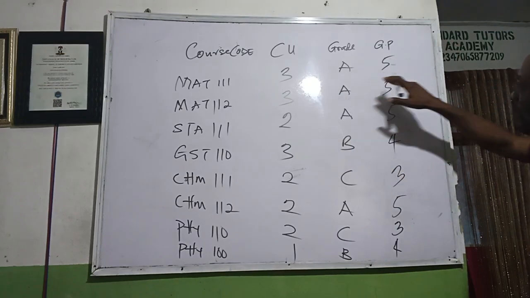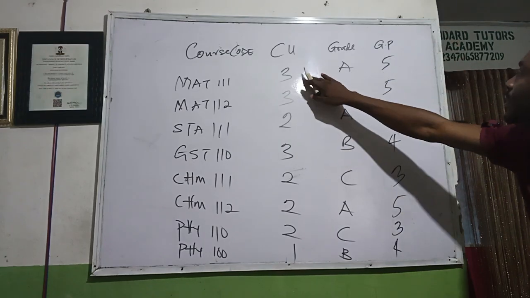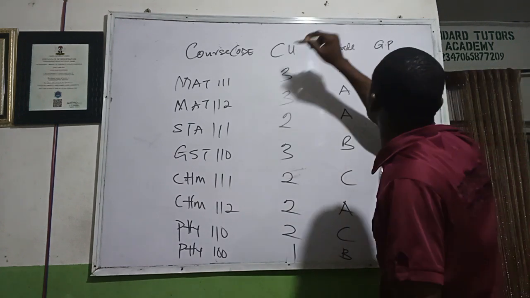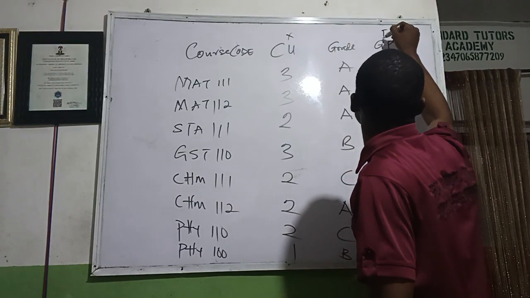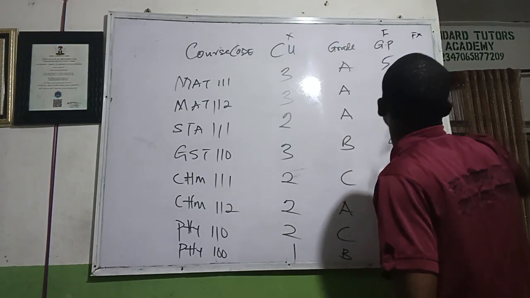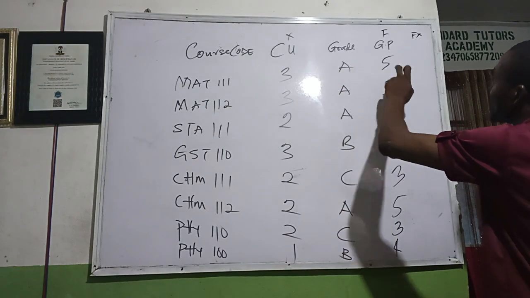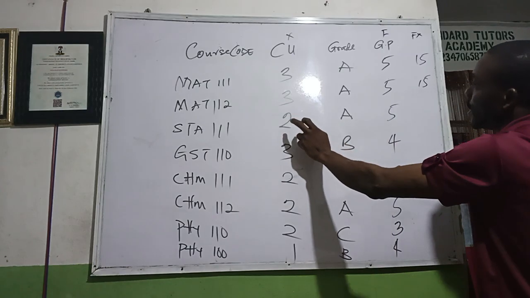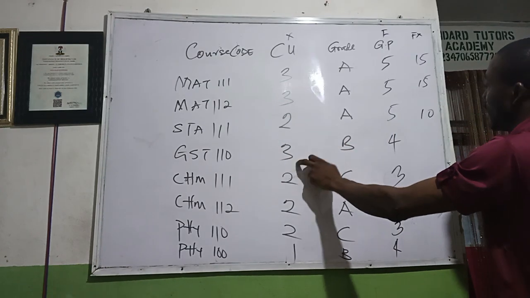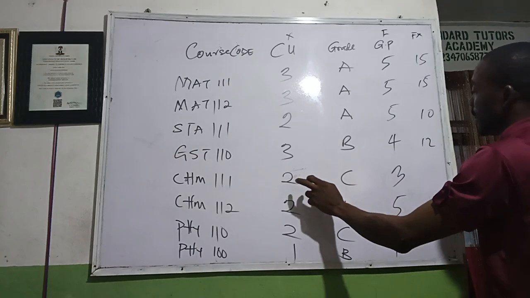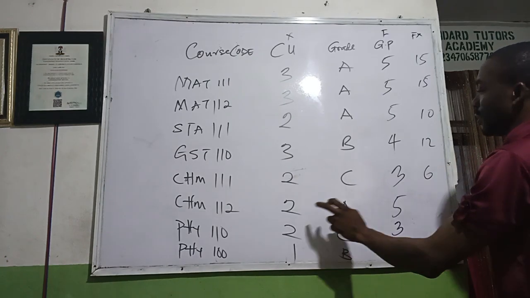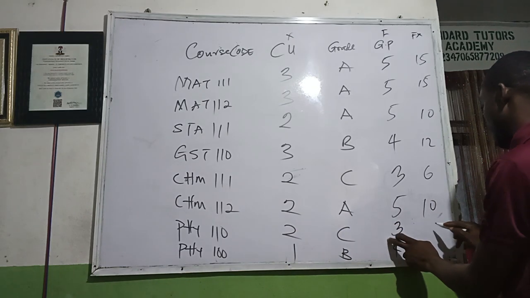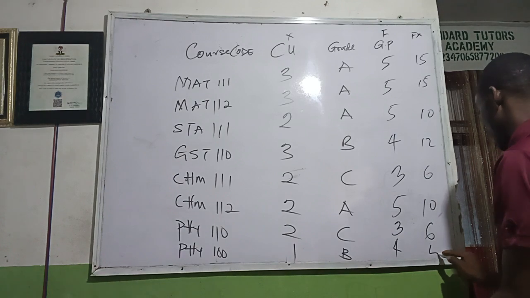Now your total points will be just like we are finding fx, where this is x and this is f. Now we find the fx. 3 times 5 you have 15. 3 times 5 you also have 15. 2 times 5 you have 10. 3 times 4 you have 12. 2 times 3 you have 6. 2 times 5 you have 10. 2 times 3 you have 6. And 1 times 4 you have 4.